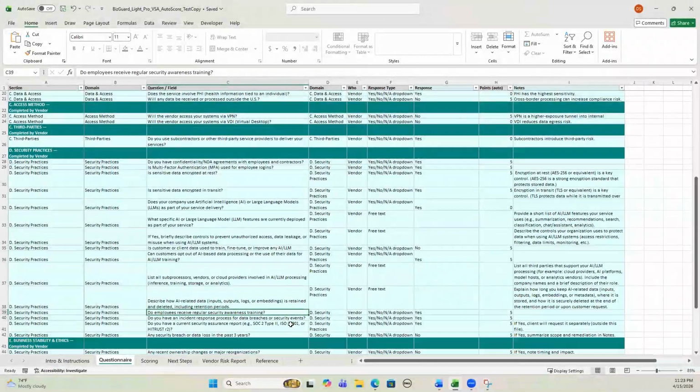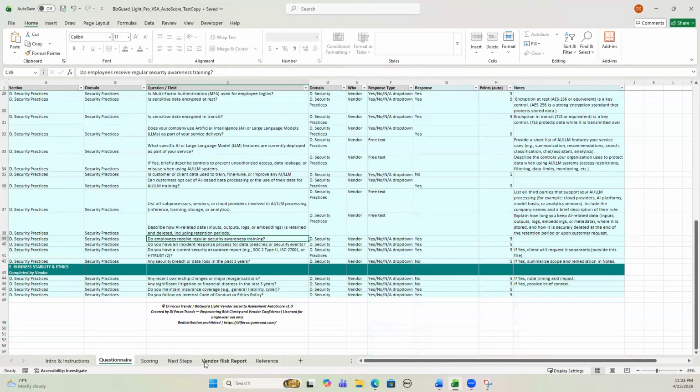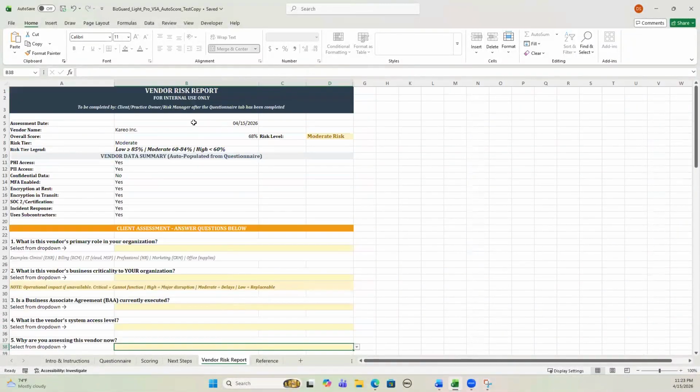And the last few questions: do employees receive regular security awareness training? We say yes. So everything here is in compliance, basically. I don't want to take any more of your time. So we go back to the scoring, and based on the information I inputted in the questionnaire tab, the risk tier is showing as moderate because they're pretty much compliant with most of the requirements, even though they're accessing sensitive data. The only risk is that they use AI and LLM.